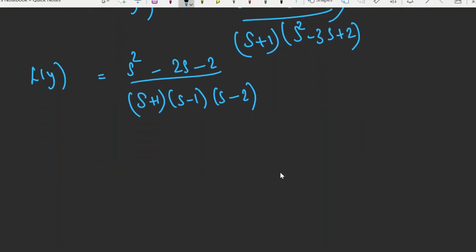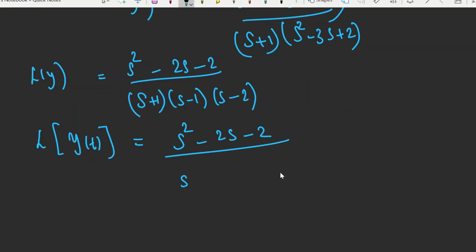Now we have to find L of y, which is nothing but L of y of t, equals s square minus 2s minus 2, whole thing divided by s minus 1, s plus 1 and s minus 2.